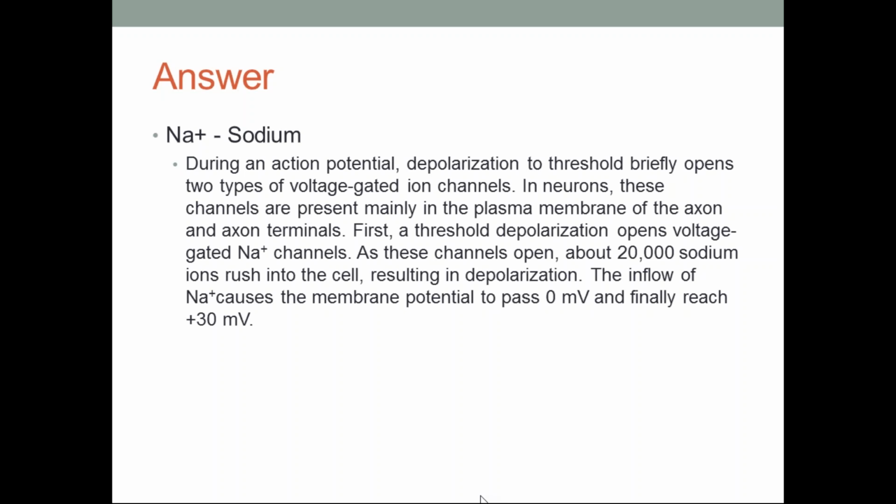First, a threshold depolarization opens voltage-gated sodium channels. As these channels open, about 20,000 sodium ions rush into the cell, resulting in depolarization. The inflow of sodium causes the membrane potential to pass 0 and finally reach +30. Okay, so we know an action potential is really just sodium rushing in.